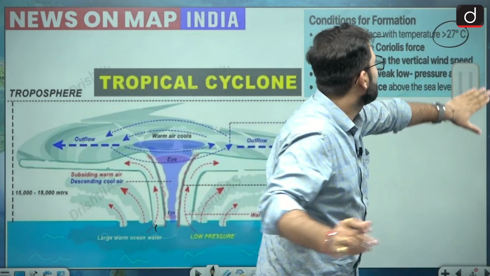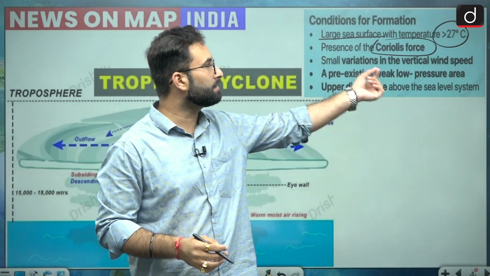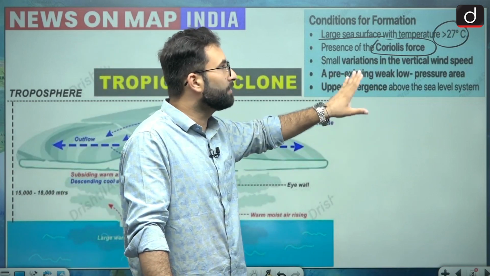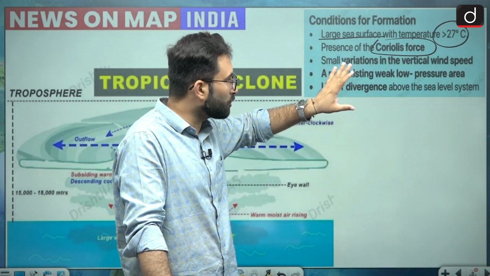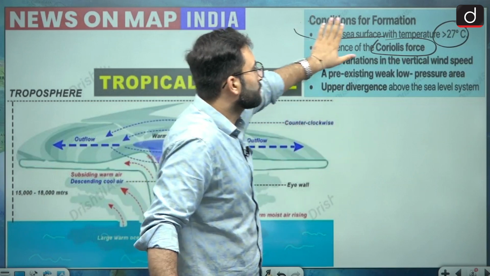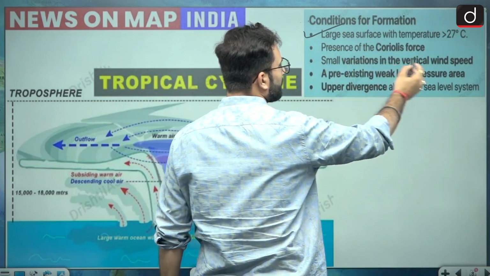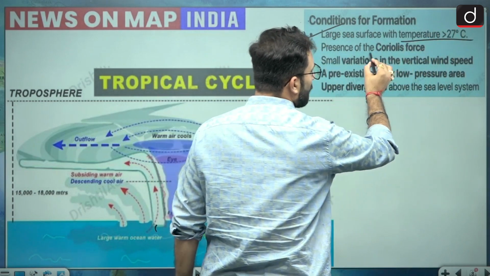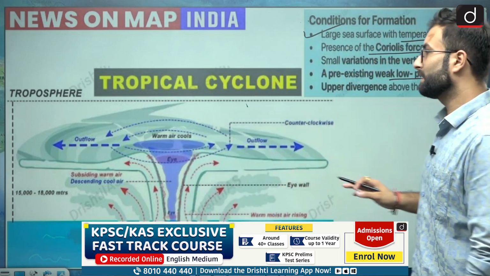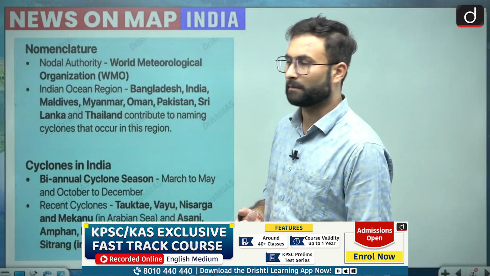Then there is the Coriolis force, and small variation in the vertical wind speed. These are the parameters which are supposed to be there when a cyclone is originating. If you want to remember, just remember: a large surface area with temperature more than 27 degrees Celsius, Coriolis force, and a low pressure area in that zone. These are the pre-existing conditions for a cyclone to originate in a particular area.